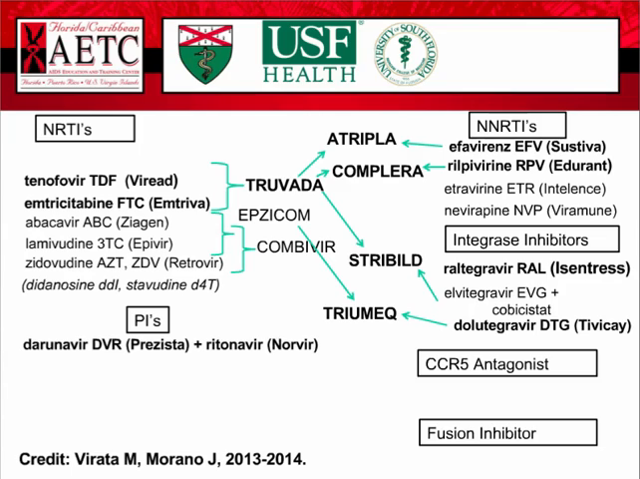Now PIs, your protease inhibitors, you'll see darunavir, DRV, is Prezista, plus ritonavir, Norvir. And the way that you say this is it's boosted darunavir. So you're boosting darunavir with ritonavir. So you'll see it written DRV/r, and that's all that's saying is that we're using the ritonavir to boost the darunavir so that we don't need such high doses of darunavir. So we reduce the side effect profile.